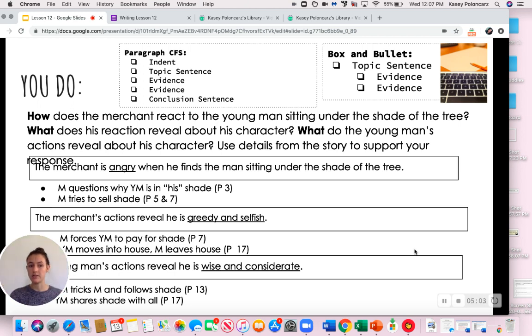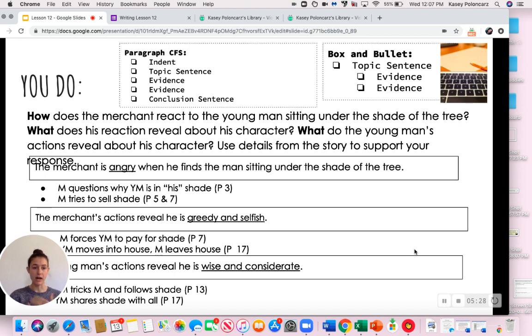Now, if you're saying to yourself, oh no, Miss Poloncarz, I threw out the box and bullet plan. I didn't know we needed it again. No big deal. I have a box and bullet plan for you right now. The only thing is, I want you to understand the text evidence. So I want to make sure that you're rereading the story to make sure you have the same text evidence as me. Okay? So if you need a box and bullet plan, you can use this as a tool.